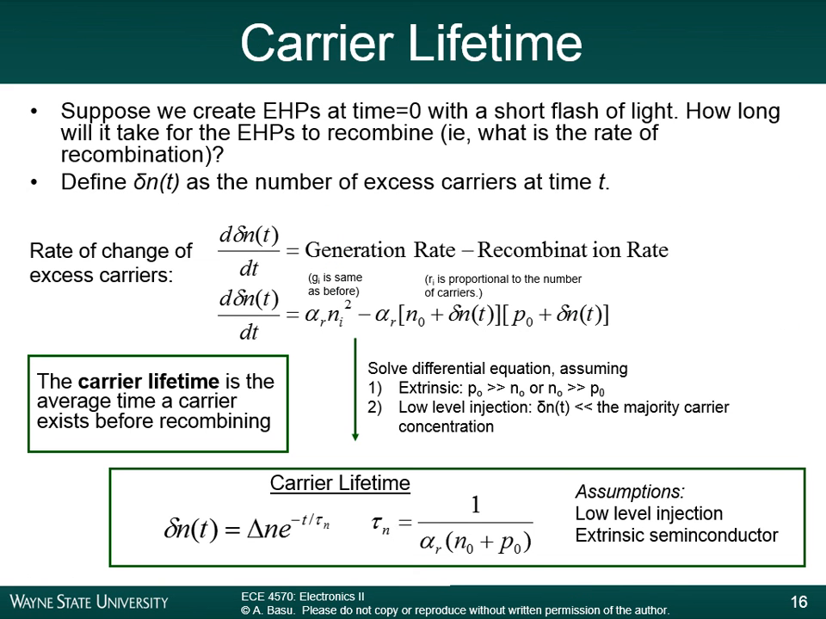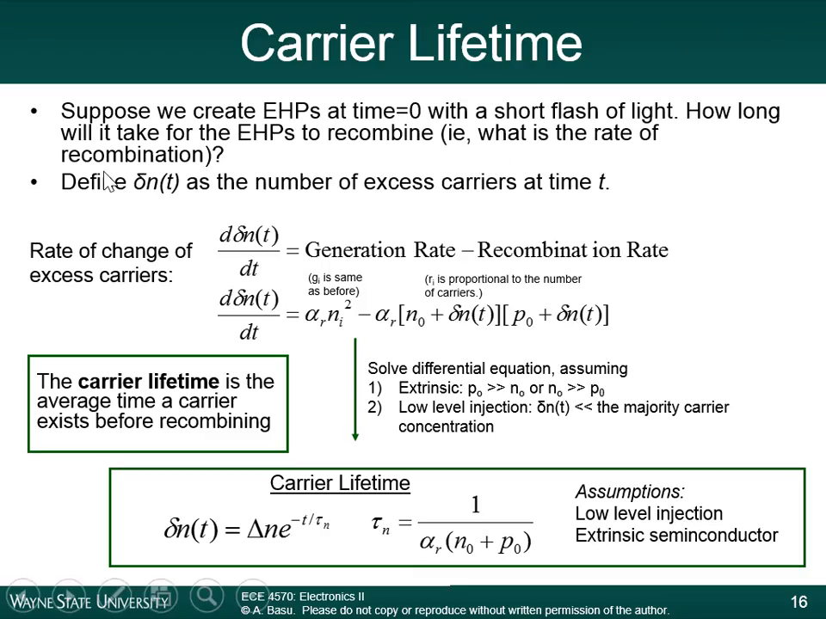So moving on to carrier lifetime now. Carrier lifetime, as I mentioned, is the average time a carrier exists before recombining. It's the average time between the generation and the recombination. So this slide is showing a formula for the carrier lifetime.